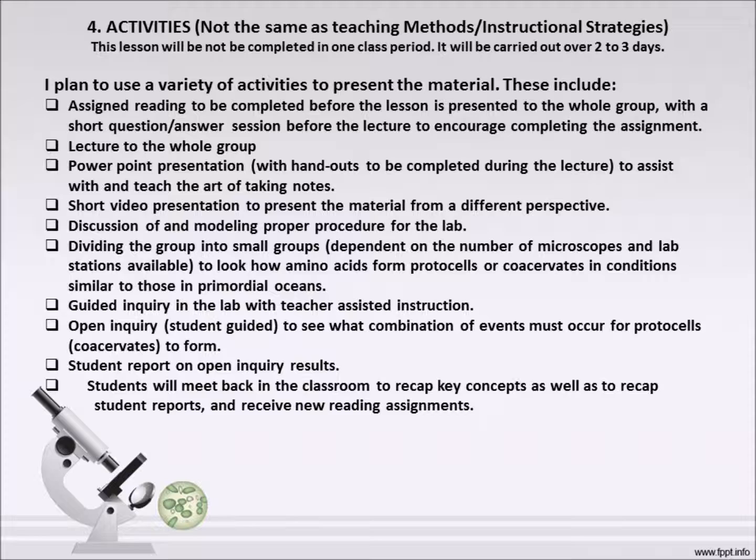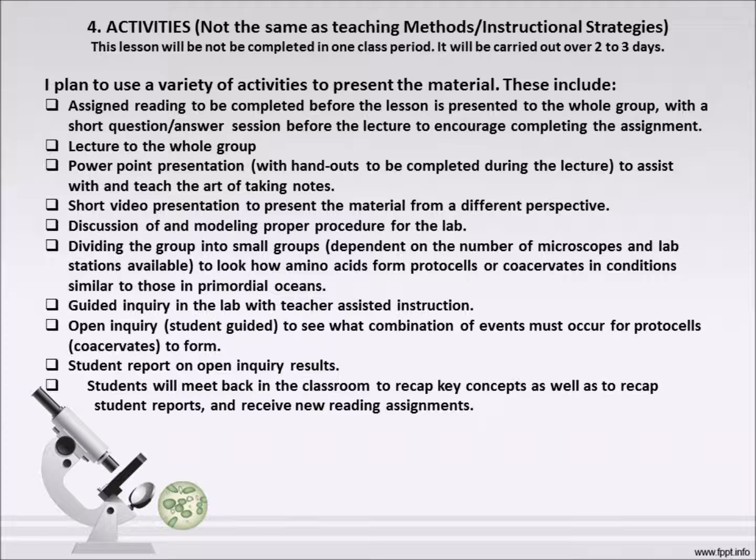I plan on lecturing the entire group. I plan to use a PowerPoint presentation with handouts to be completed during the lecture. This is to assist with and teach the art of taking notes, which I think is absolutely essential to success, especially on the college level. I find that a large number of college students are absolutely clueless initially on how to take good notes, and so I plan on teaching my students how to take notes as we go along.